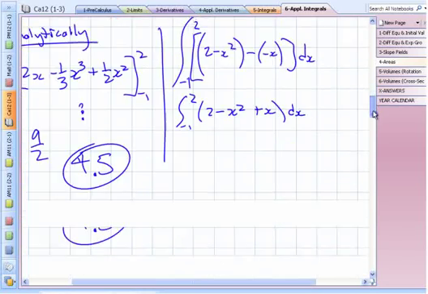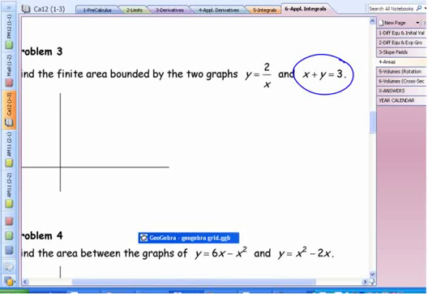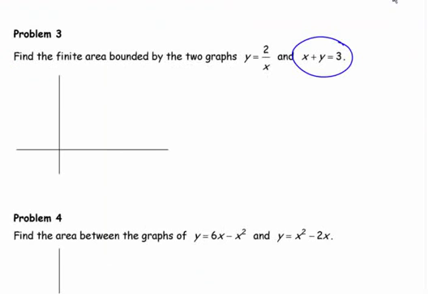So it's between 0 and... Let's go with this for this one: y equals 2 over x and y equals -x plus 3. This 2 over x looks something like that. Where does that intersect? At square root of 2, but that doesn't matter. It passes through (1, 2) and (2, 1).